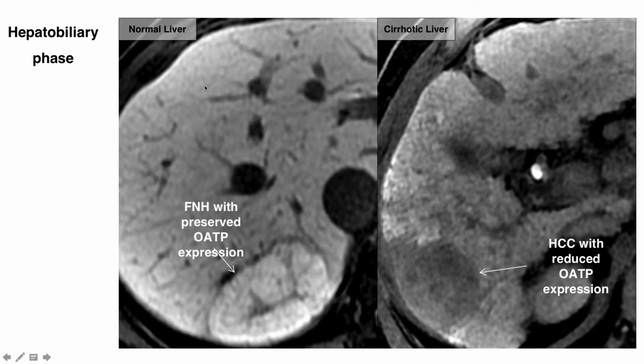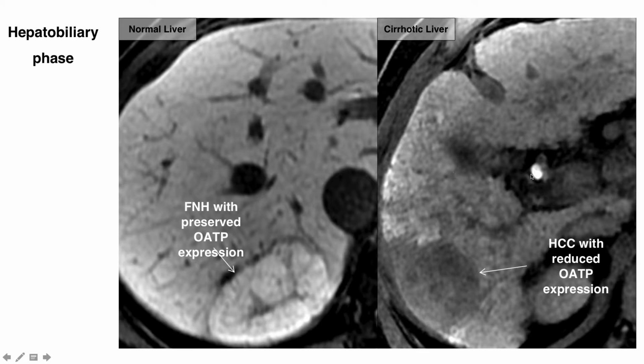Here is a liver. The underlying liver is normal, hence the liver looks very bright, and hence the blood vessels look very dark. Here you see a little bit of the biliary excretion. And here you see a focal nodular hyperplasia that looks bright. The focal nodular hyperplasia looks bright because its cells have preserved OATP expression. You'll see that the scar looks dark. Why does the scar look dark? Because the scar is made of fibrous tissue, not hepatocytes. So the scar will look dark.